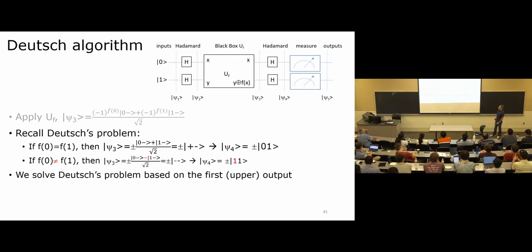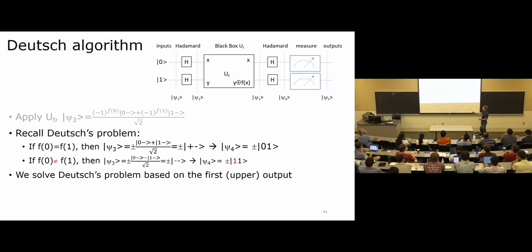If it's a constant black box, f0 is equal to f1, then in my expression from the previous slide, minus 1 to the f0 and minus 1 to the f1, we don't care if they're minus 1 or plus 1. All we care is that they're the same. So I have the same constant multiplying ket 0 minus and ket 1 minus, meaning that I have plus minus ket plus minus. And the first qubit, the plus, goes through a Hadamard, giving me a 0 back. Recall, the Hadamard squared was equal to the identity matrix. Therefore, the Hadamard is its own inverse. And if 0 goes to plus, plus goes to 0.